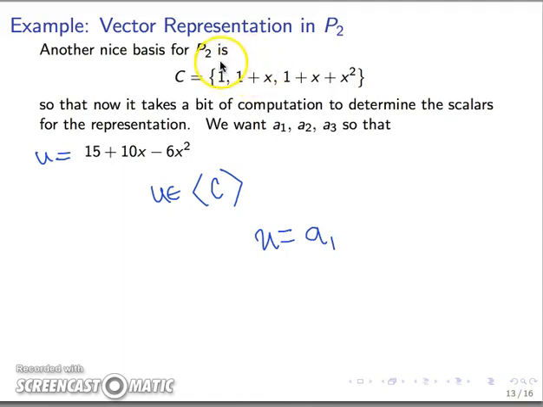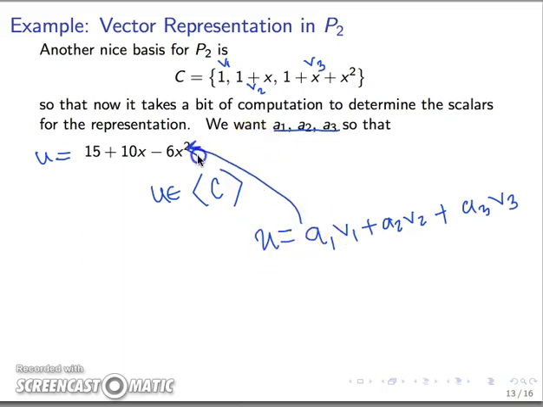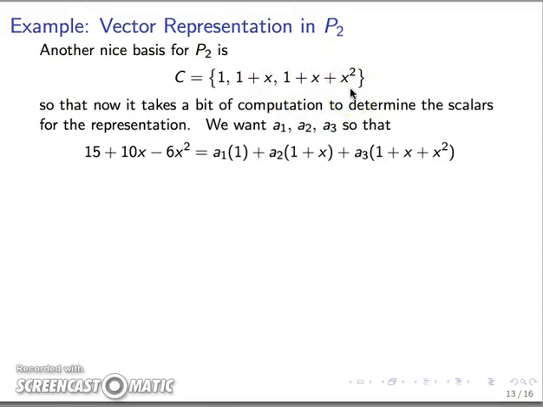I'm going to give these things names. This would be v1, this here would be v sub 2, and this one here would be v sub 3. So we want to represent u as a1 v1 plus a2 v2 plus a3 v3. We would like to find such values so that u can be expressed exactly as this sum, that u be equal to a1 times 1, plus a2 times (1 plus x), plus a3 times v3, which is 1 plus x squared. So that's what we have here.